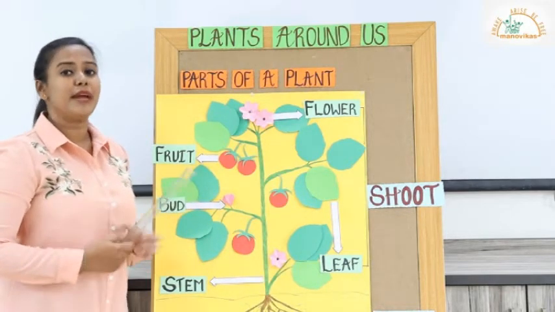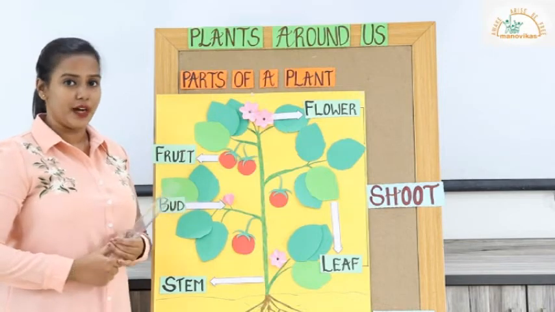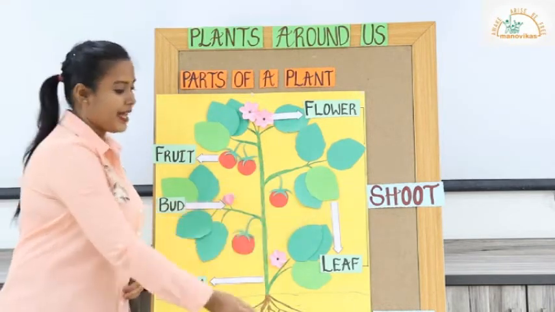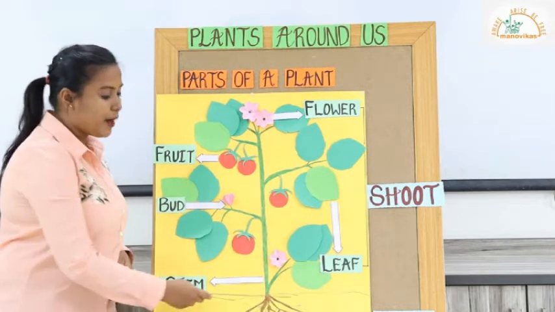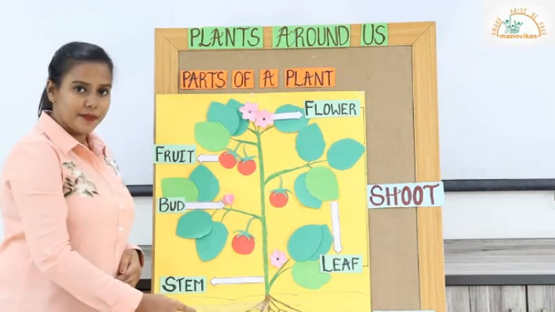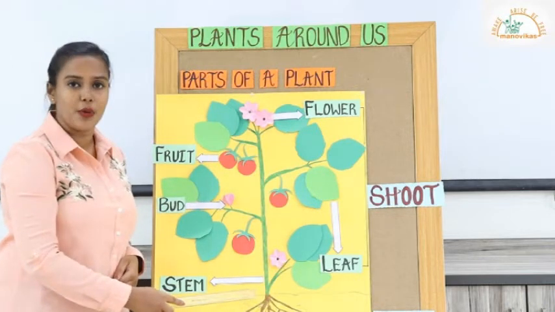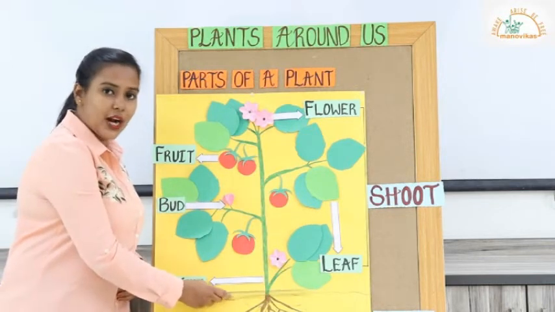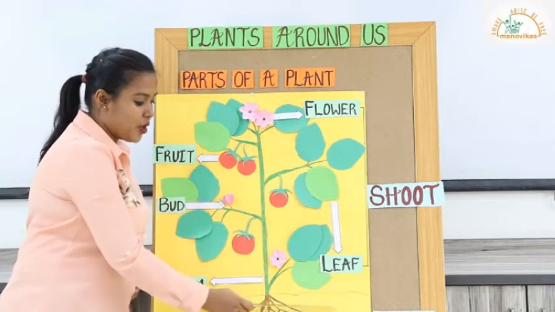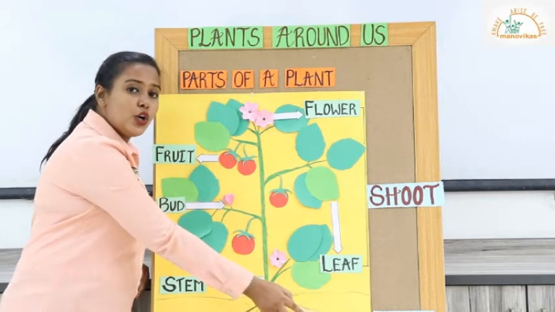A plant is mainly divided into two different parts, or the two important parts, that is the shoot and the root. Now the part of the plant which is above the ground, and here you can see a line. You can consider this line as the ground. So the part of the plant which is above the ground is called the shoot, and below the ground it is called the root.